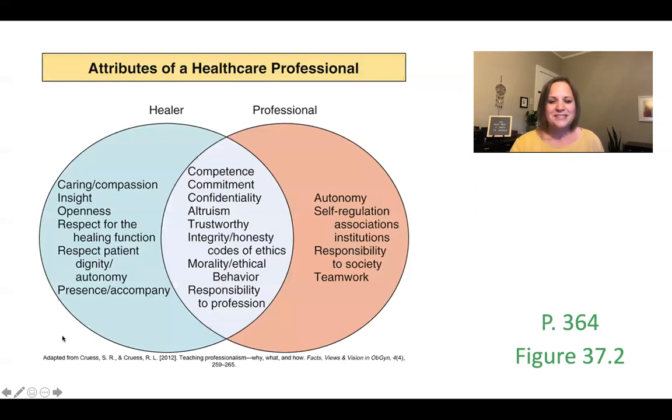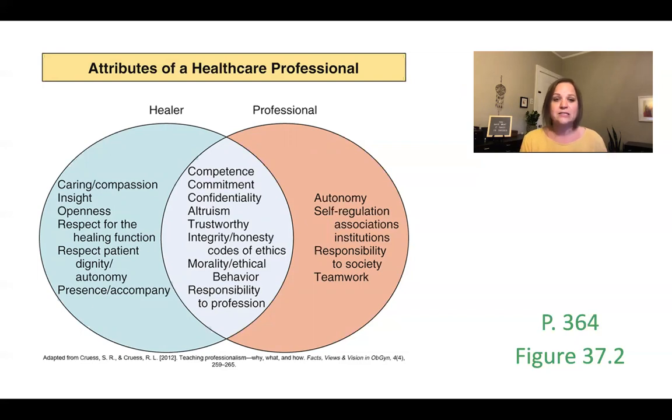So I love this figure that you have on 364 because it demonstrates how as nurses, we are professionals and we're also healers. And it's this great play between the art and science of caring is really what it is. And if you're into theories, Dr. Jean Watson from Colorado is big into the science and art of nursing caring as a theory.